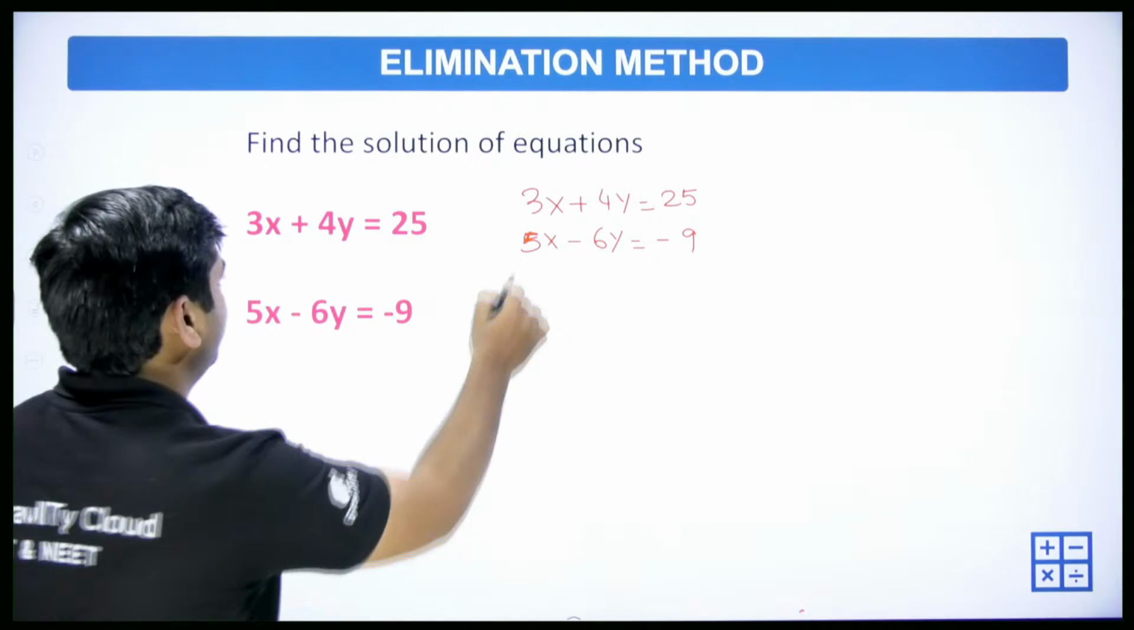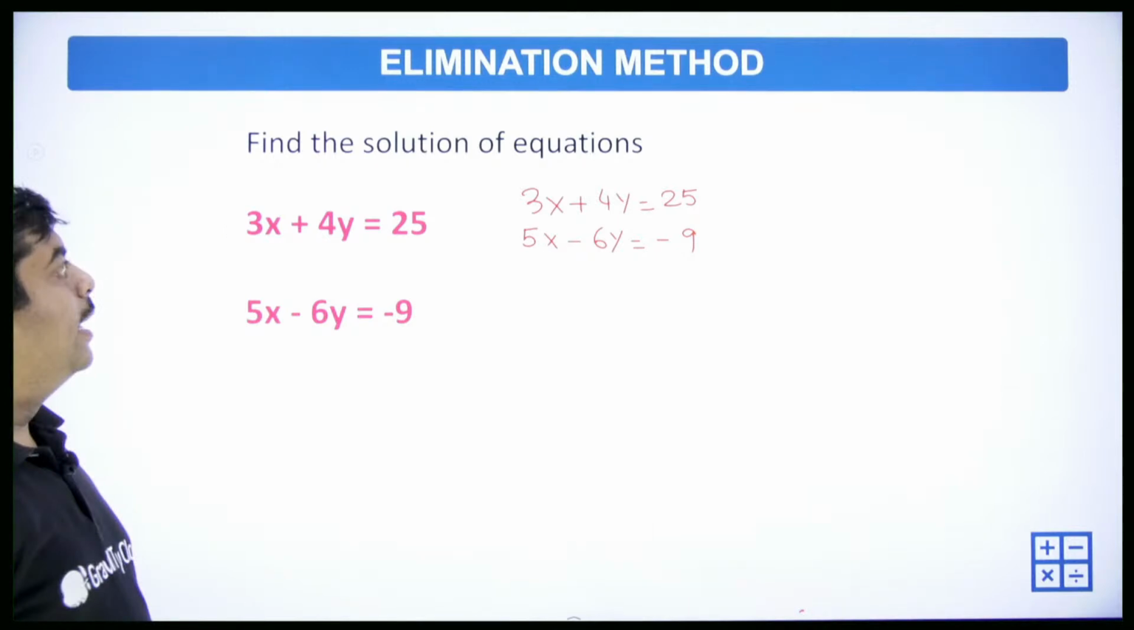Right. So how to solve this one? This is an elimination method, right? You will not substitute. We'll try to eliminate either x or y. Okay, so for that, let me multiply the first equation with this number 5 and the next equation with this x coefficient, that is 3. So what are the new equations we are getting?